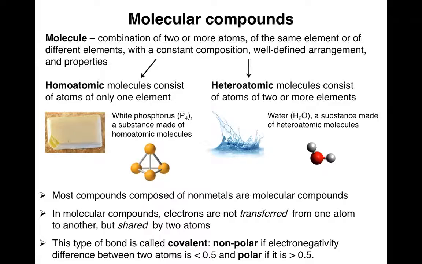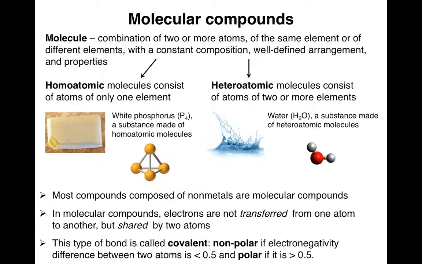In heteroatomic molecular compounds, electrons may be shifted more towards one of the elements and away from another, but they are not transferred completely. The degree to which electrons tend to be closer to one of the atoms in a covalent bond than to the other is called the polarity of the bond. A bond is considered nonpolar if the electronegativity difference between two atoms is less than 0.5, and polar if it is greater than 0.5.